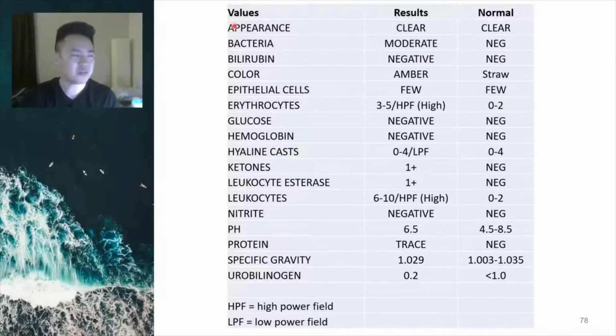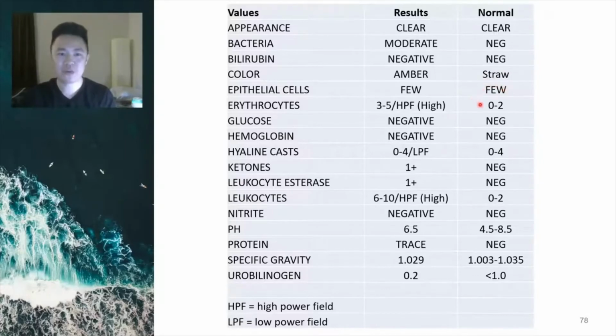Okay, these are the different tests. Okay, urine tests, different things that they measure. For example, normal urine should look clear. There shouldn't be any bacteria or bilirubin in your urine. The color of the urine should look very light yellow.